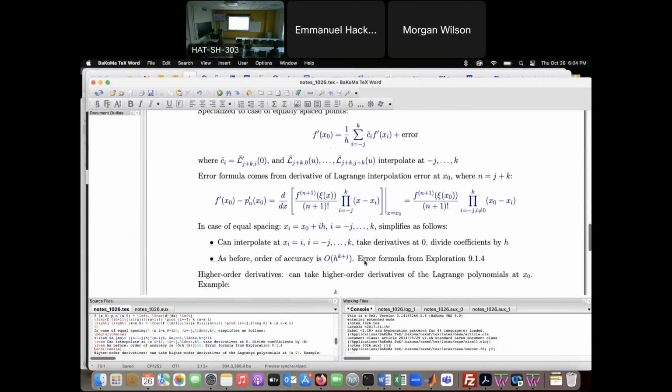The same approach for Lagrange polynomials can be used for higher order derivatives. So all you're doing is, if you want a second derivative, for instance, you just take the second derivative of the Lagrange polynomials.